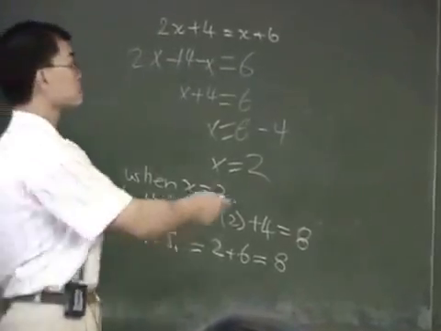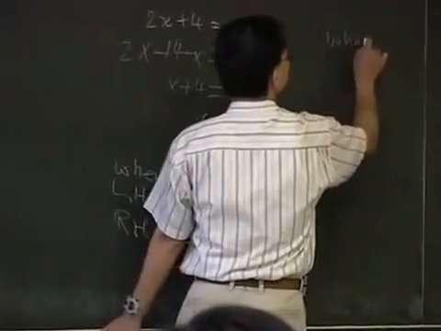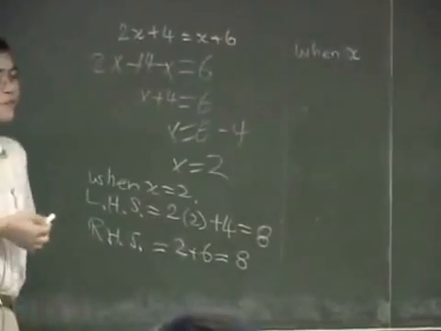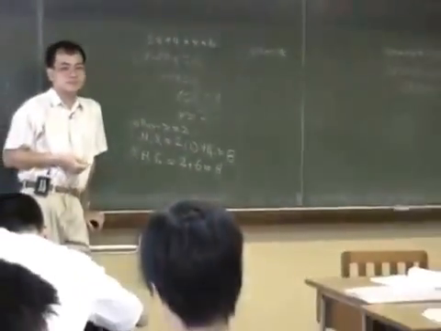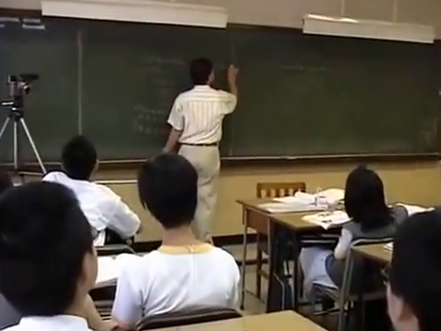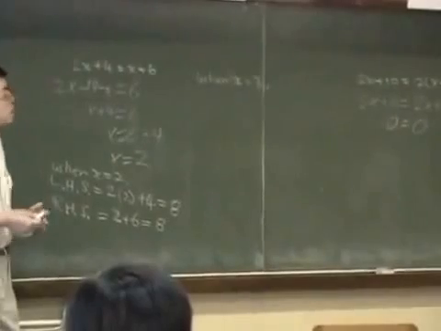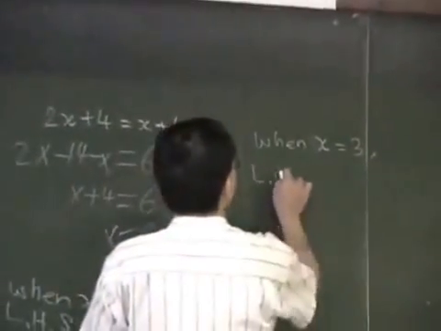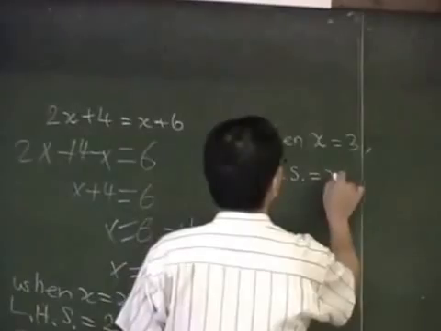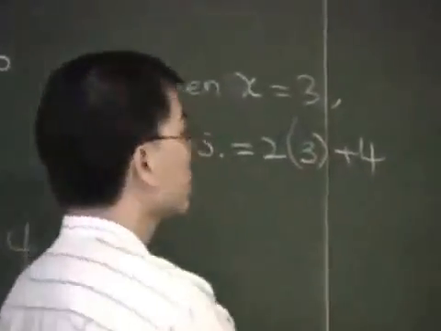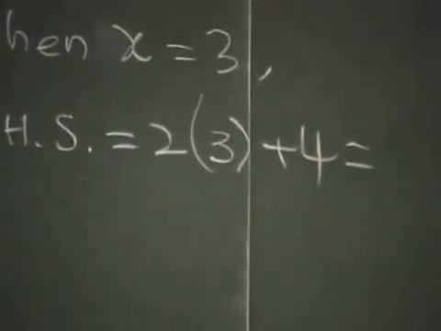How about the others? Give me one more number for x other than 2. Anyone? 3, okay. Let's substitute x equals 3 in equation 1, another value for x. Then left hand side, 2x plus 4. This time, x equals 3.